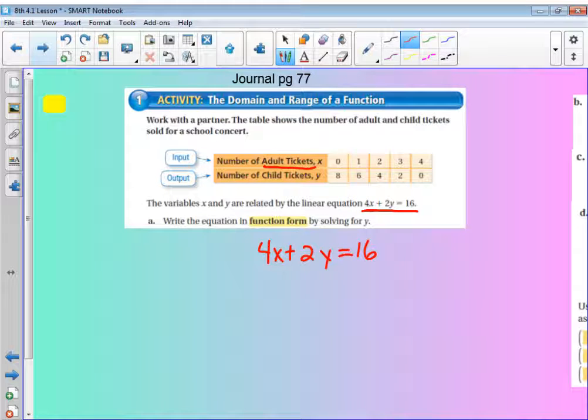Now you're doing this in your book, so you're filling it out as I'm filling it out. So we want to work to get this y all by itself. Okay, so I'm going to first box around this because I know that I have to leave that there and get rid of anything else. So how can we get rid of that 4x?